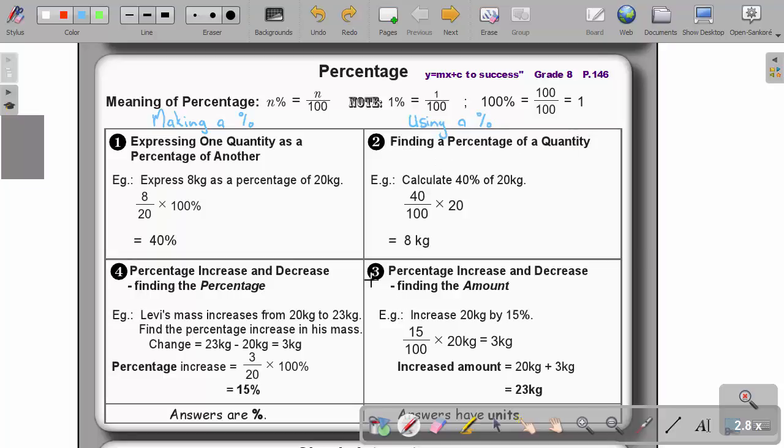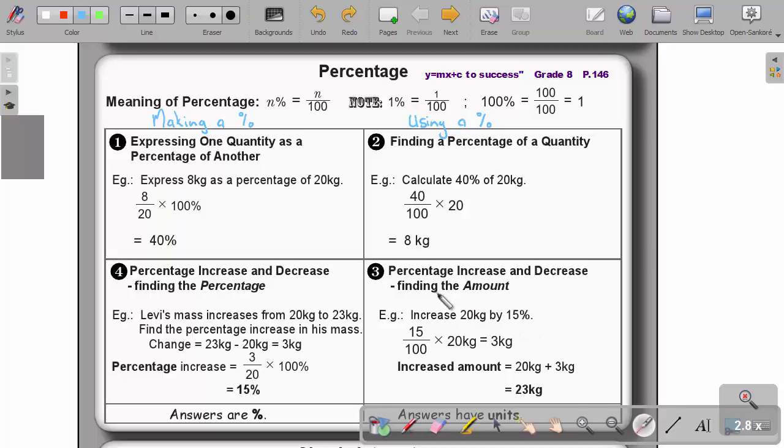Then we did the third part, percentage increase and decrease, finding the amount. This is what we did in the previous part. So if I'm saying to you, increase 20 kilogram by 15%, I just first work out what is 15% and then I add it up. Now, did you see that I was placing this one underneath too? Because we were also using a percentage to work out first 15% of 20 kilogram.